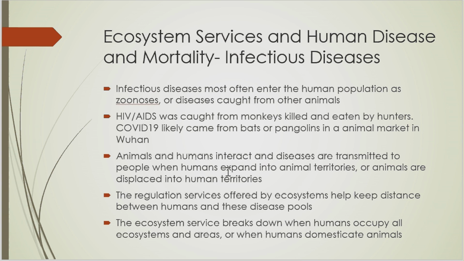Infectious diseases now. Now, infectious diseases, as I said before, most often enter human populations as zoonoses, or diseases caught from other animals. HIV/AIDS was caught from monkeys killed and eaten by hunters in Africa. COVID-19 likely came from bats or pangolins in an animal market in Wuhan in China. And something like Hendra virus was passed to the human population from fruit bats, then transferred to horses, which would then transfer it to humans.